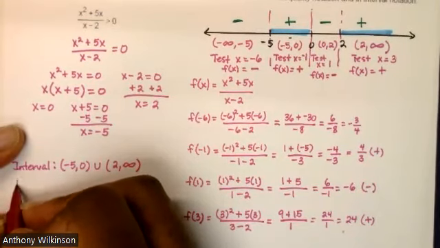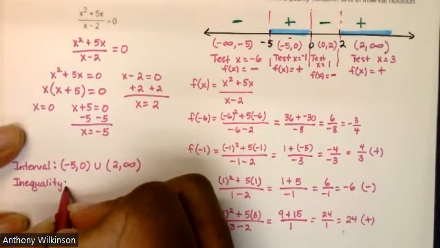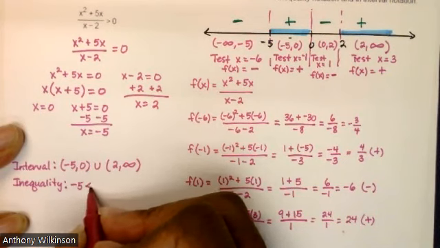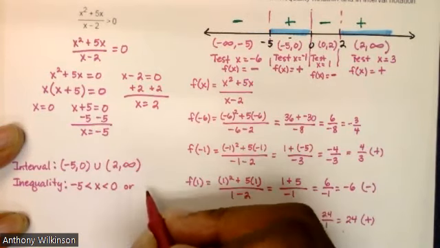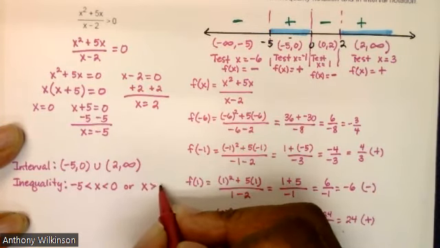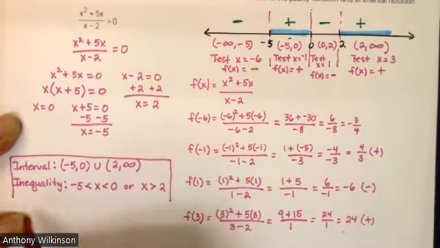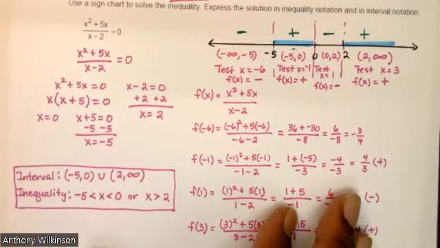So that's the interval notation. Now for the inequality notation, it would be this. Since I got -5 to 0, that would mean -5 will be less than x and less than 0. Or from 2 to infinity means that any x value will have to be greater than 2. So that's how we write the interval notation and the inequality notation for that function, for this inequality here.